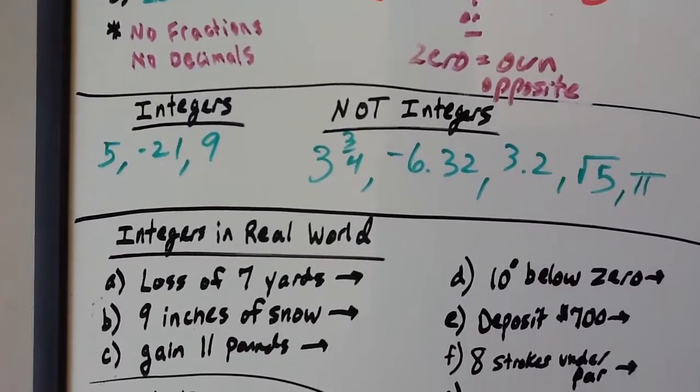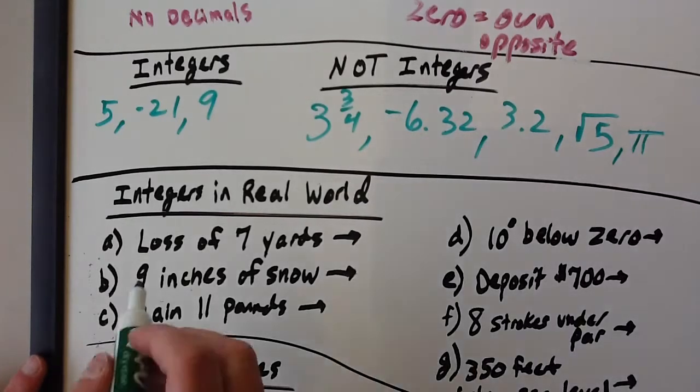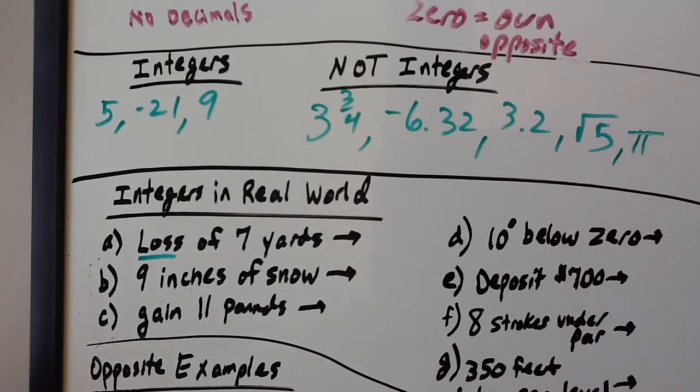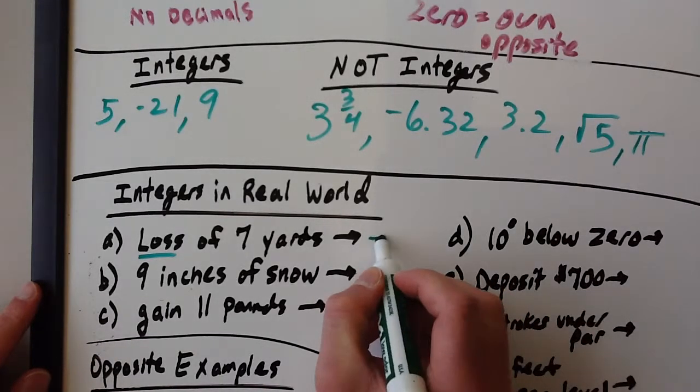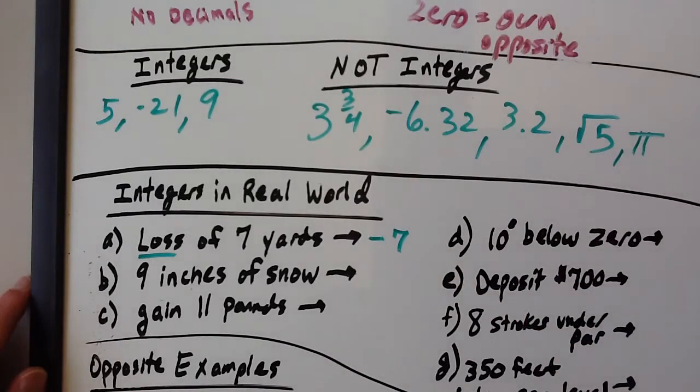Let's talk about some integers in the real world. If a football team had a loss of 7 yards, they're going backwards, and so we represent that with a negative sign. The integer we could write for this situation would be negative 7.